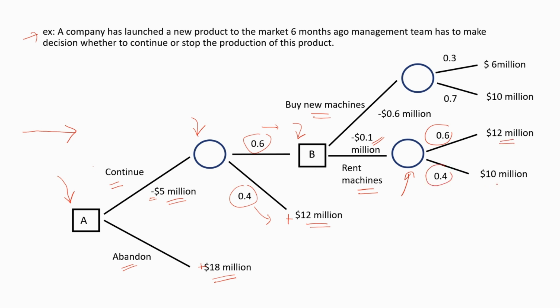0.4 probability we will make $10 million. These are all positive values. This means cash inflows or income.